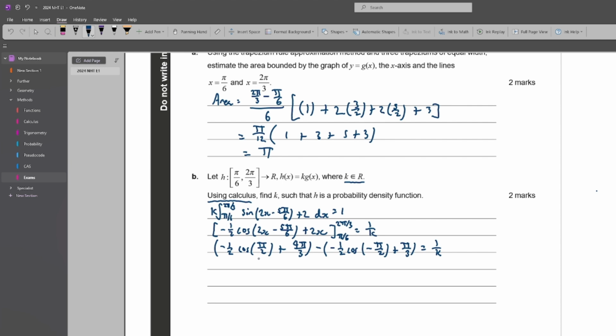Okay, negative 1/2 cosine of pi on 2, think of your unit circle or your exact values. Cosine of pi on 2 is 0. So this is just going to be 0 plus 4 pi on 3, minus cosine of negative pi on 2 is also 0. So 0 plus pi on 3 equals 1 on k. And we'll have 4 pi on 3 minus pi on 3 is 3 pi on 3, or pi, equals 1 on k. Therefore, k equals 1 on pi.